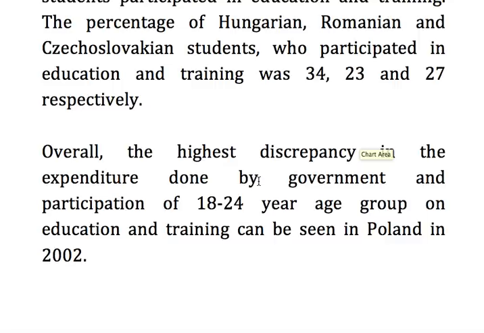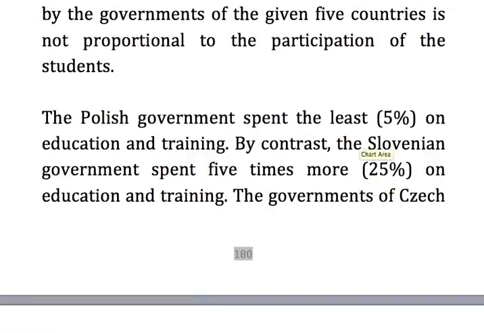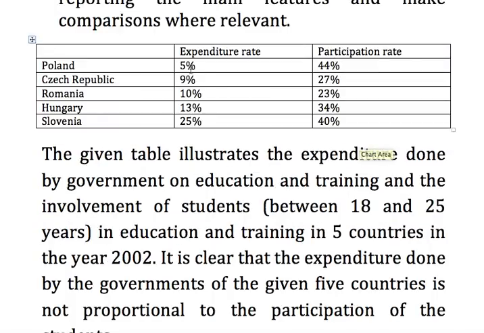Overall, the highest discrepancy in the expenditure done by the government and participation of 18 to 24-year age group on education and training can be seen in Poland in 2002. So highest discrepancy is the highest difference. So here it's the highest difference. It's a 5% expenditure, 44% participation. In no other country the difference is that pronounced.